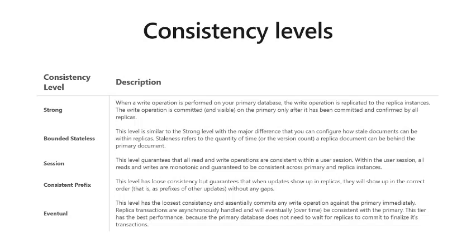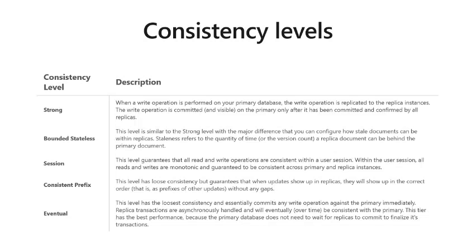So, when you are writing to your Azure Cosmos DB, you want to be sure that it's consistent all over the replicated databases. But depending on your application, how do you want to do it? If you say strong, that means when a write operation is performed on your primary database, the write operation is replicated to the replica instances. The write operation is committed and visible on the primary only after it has been committed and confirmed by all the replicas.